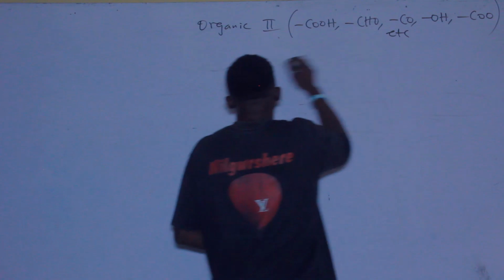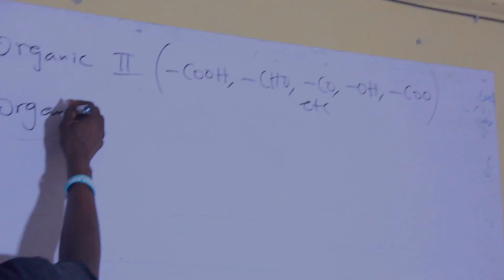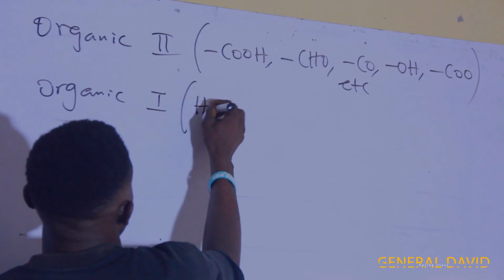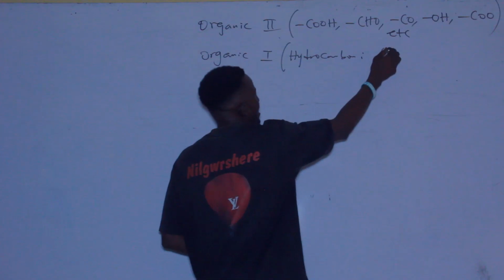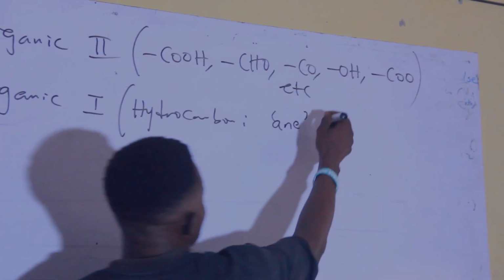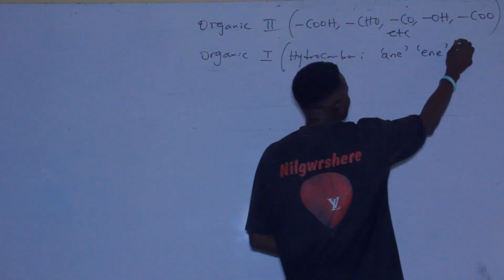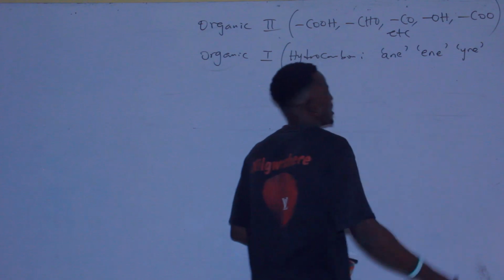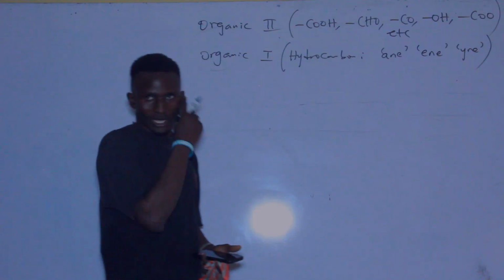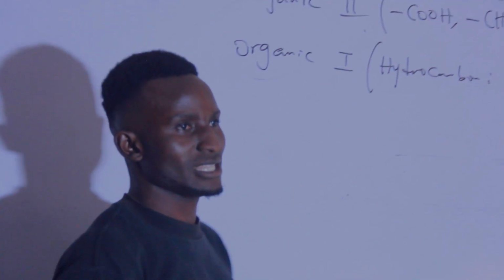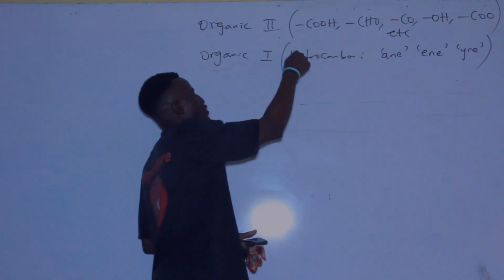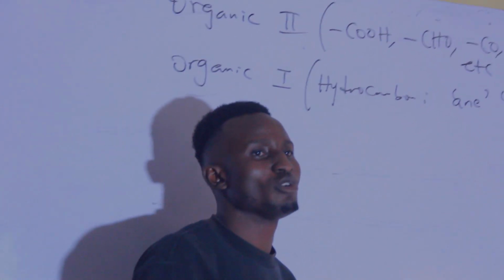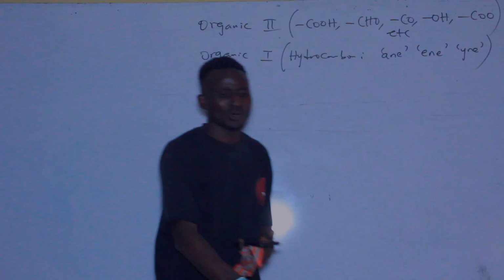These are organic 2. And organic 1 will have the functional groups of hydrocarbons. If we are talking about hydrocarbons, they are alkane, that is ANE, alkene, that's double bond, and alkyne, which is YNE. So with these organic 2, the law says whenever they are present, organic 2 supersedes organic 1. That shows that you must position the organic 2 at the lowest possible number.